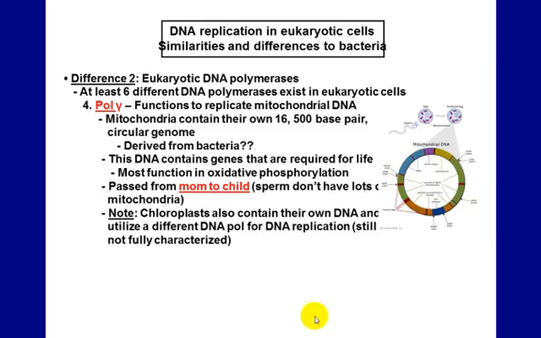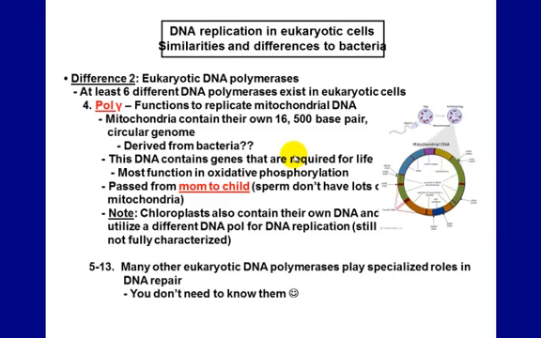Another difference: I mentioned before you have about 5 or 6 DNA polymerases present in the prokaryotic system. This is still a small amount, but in the eukaryotic systems, you have about 13 DNA polymerases that work in different ways.